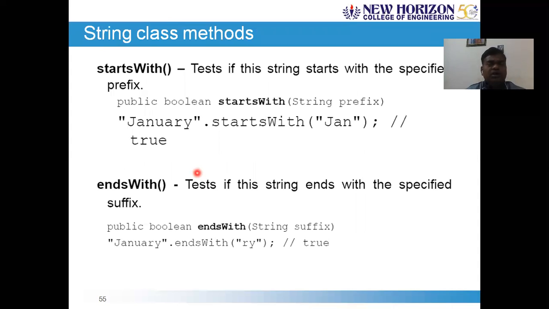Next, we'll move on to the String class methods. If I would like to know whether a specific string starts with a specific substring, then we can do so like this. A public boolean, which always returns either true or false, startsWith(String prefix). So January is a string that I need to test, dot, and of course you can use it in double quote marks, or you can make it S1 is equal to "January". Then S1.startsWith("Jan").